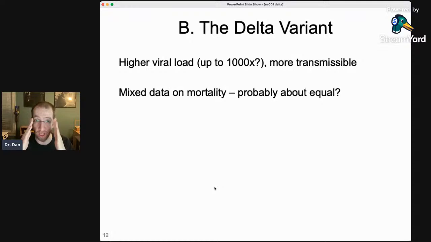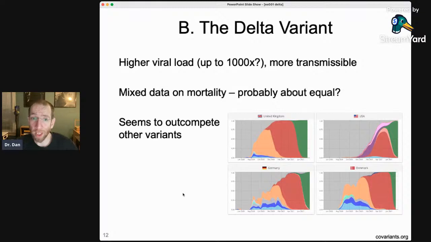Now that's interesting, and I want to just put a pin in something. It's interesting because if you have 1,000 times the viral load, but approximately the same level of virulence, then that means each individual virus on average is doing a lot less damage, right? So just think about that and put a pin in it, because we're going to come back to that idea in a few minutes.